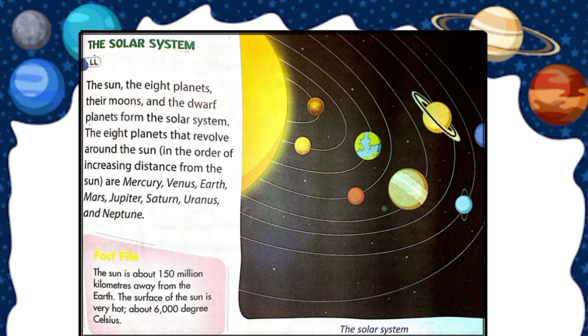And these 8 planets that revolve around the sun are Mercury, Venus, Earth, Mars, Jupiter, Saturn, Uranus and Neptune.